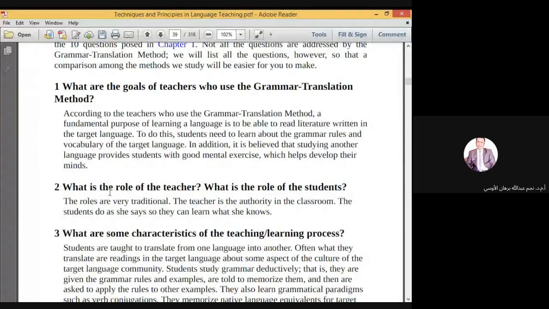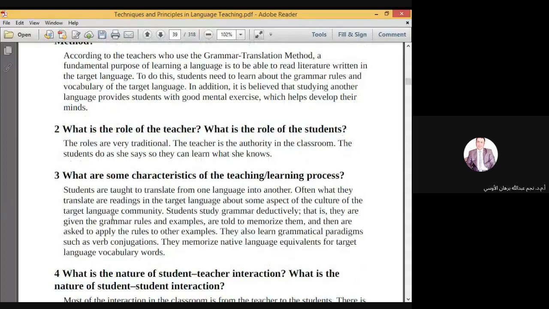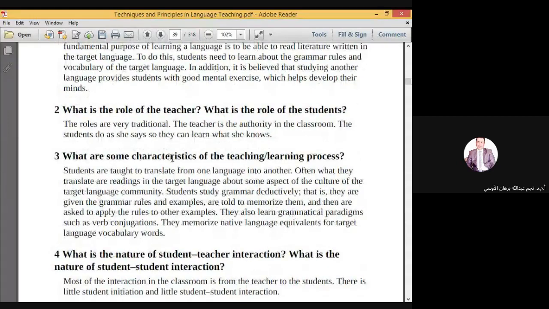Two, what is the role of the teacher? What is the role of the students? Roles are very traditional. The teacher is the authority in the classroom. The students do as she says, so they can learn what she knows. Number three, what are some characteristics of the teaching-learning process? Students are taught to translate from one language into what? Into another.